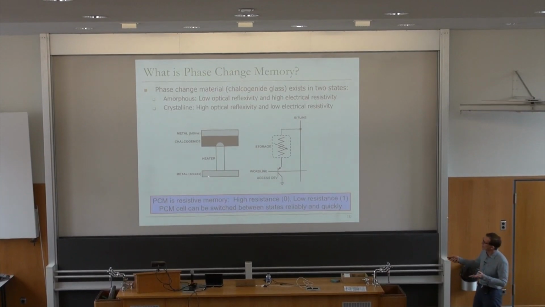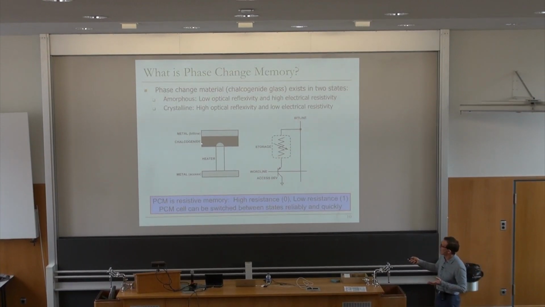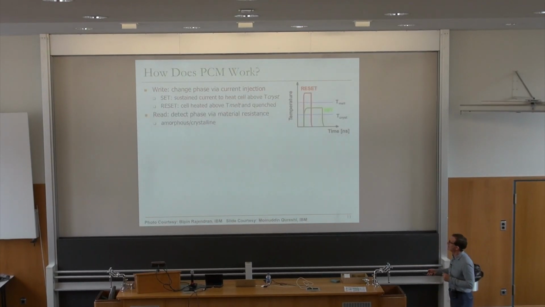And people usually draw things like this. You essentially have this chalcogenide material, and these are the axes. That's your bit line over here. This is the axis word line, and you can heat this material, and we're going to see how you read and write to it. Why you need that heater: in order to be able to change the state, you need to heat. You need to inject a lot of current. So how does it work?